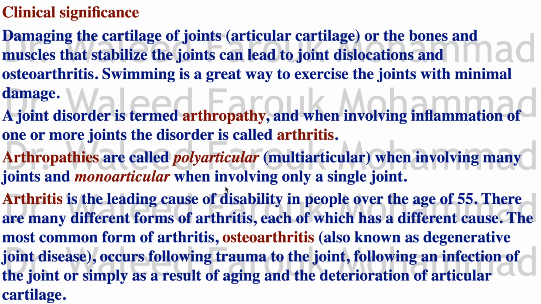Arthritis is the leading cause of disability in the elderly, in people above 55. It takes different forms, and each has a different cause. The most common form of arthritis is osteoarthritis. It's also known as degenerative joint disease, and it occurs following a trauma to the joint, or infection of the joint, or simply as a result of wear and tear because of aging and deterioration of the articular cartilage inside the joint.